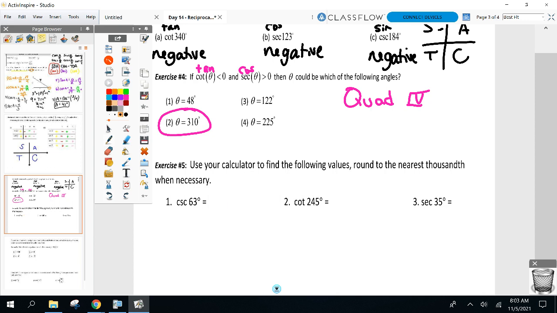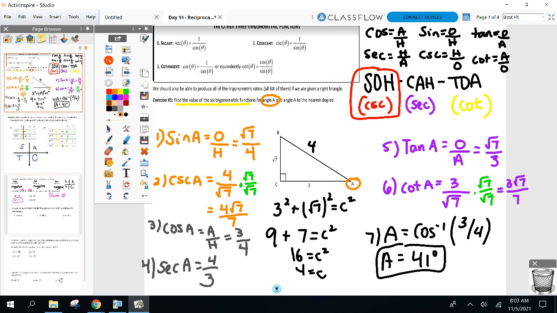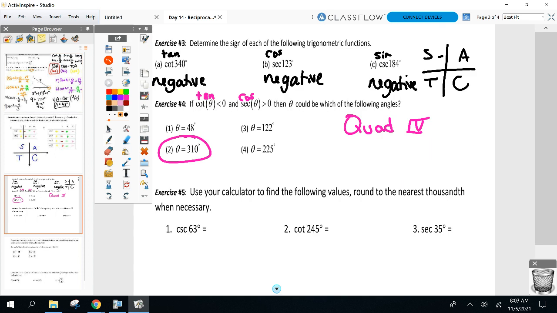Do you remember what I needed to do at the beginning? How are they related, cosecant and sine? I got to flip them, right? So what I need to do here is not sine of 63. I have to flip it and rewrite it as 1 over sine 63. I got to flip it, and that'll give you your value.